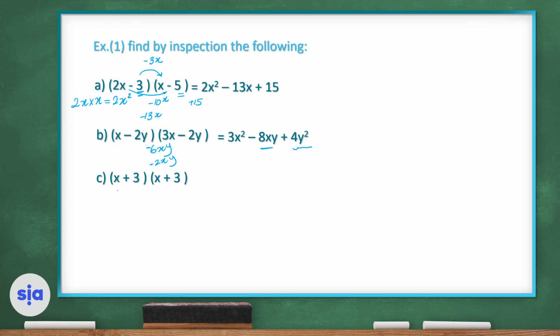This one, first times first, it's x squared. Means 3x, extremes 3x. When you add them, it's 6x, then the second times second is 9. So the final answer is x squared plus 6x plus 9.